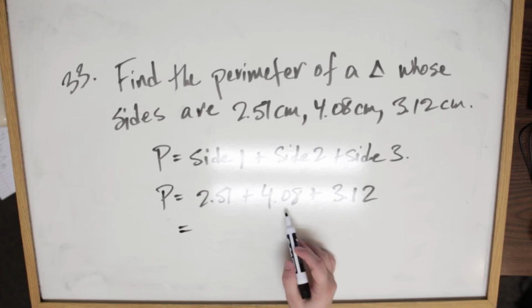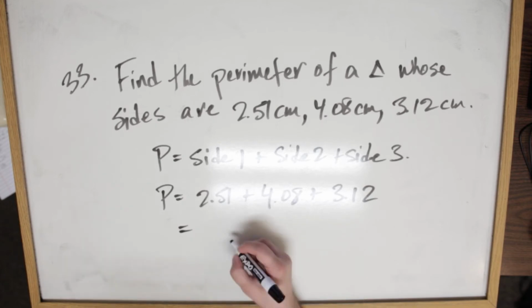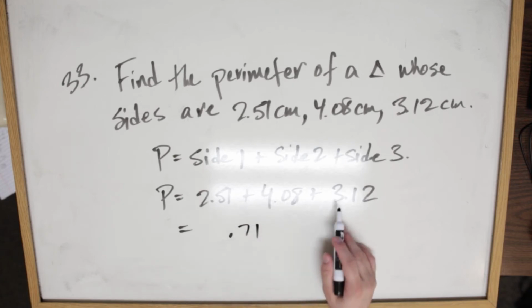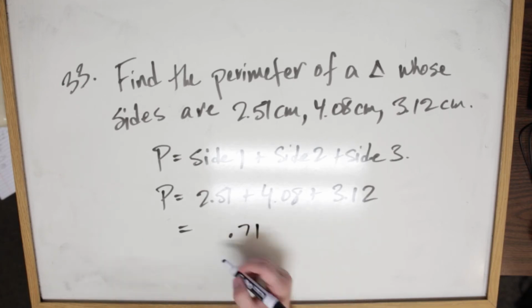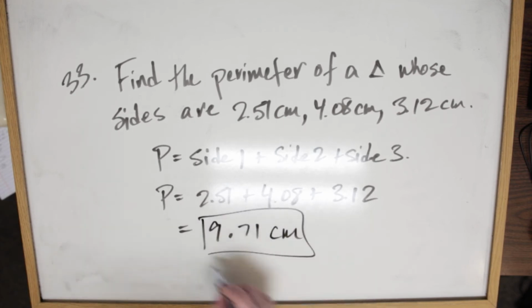I'm going to do the decimals first. 0.08 plus 0.12 is going to be 0.2. 0.2 plus that is going to be 0.71. And then I've got 2 plus 4 plus 3. So 4 plus 3 is 7, 8, 9. 9.71 centimeters right there. Okay.